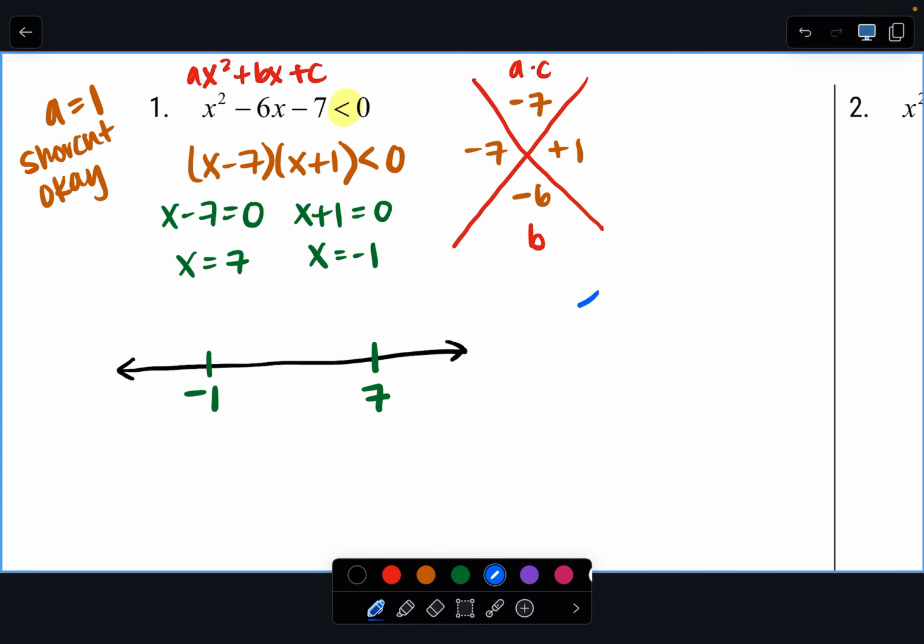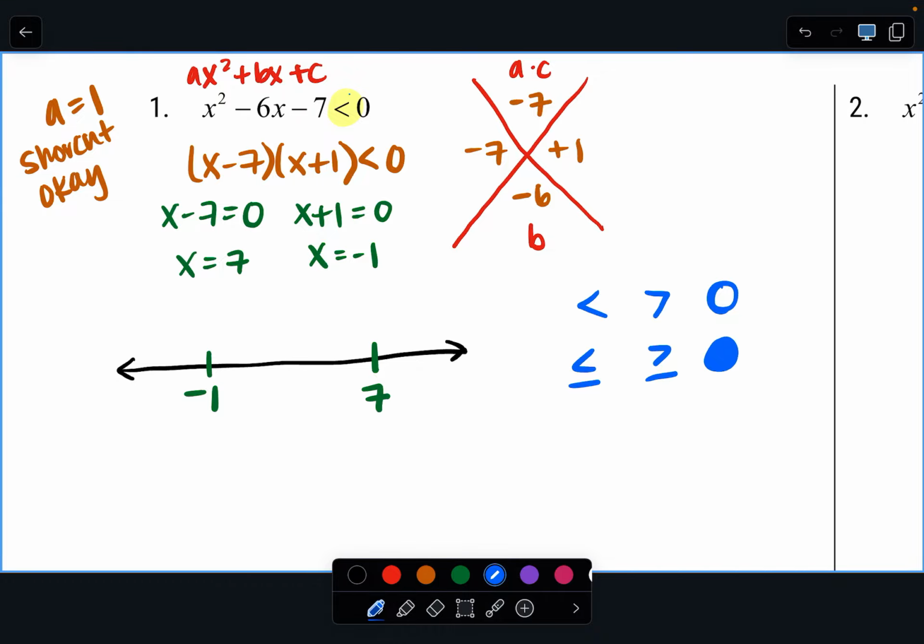If you have less than or greater than, you're going to have an open circle. If you have less than or equal to or greater than or equal to, you're going to have a closed circle. This is exactly the same idea as when we were writing domain and range. Basically, these would be parentheses if it was an open circle, brackets if it's a closed circle. And all of that decision relies on the original question.